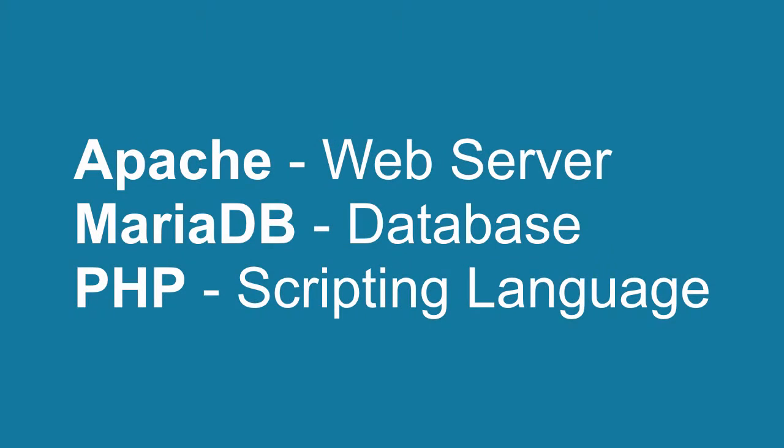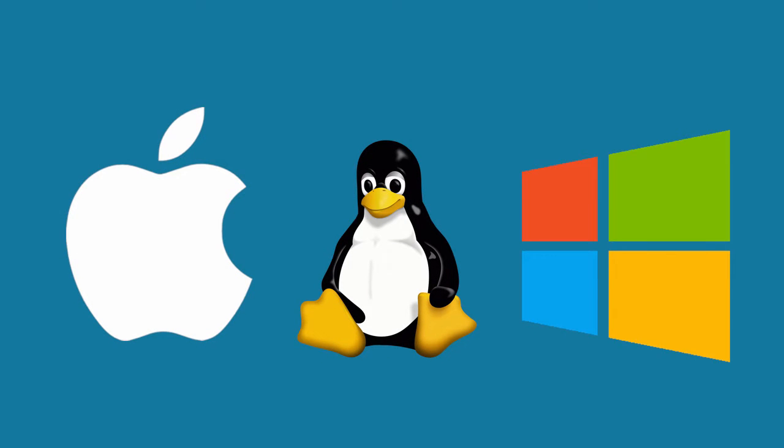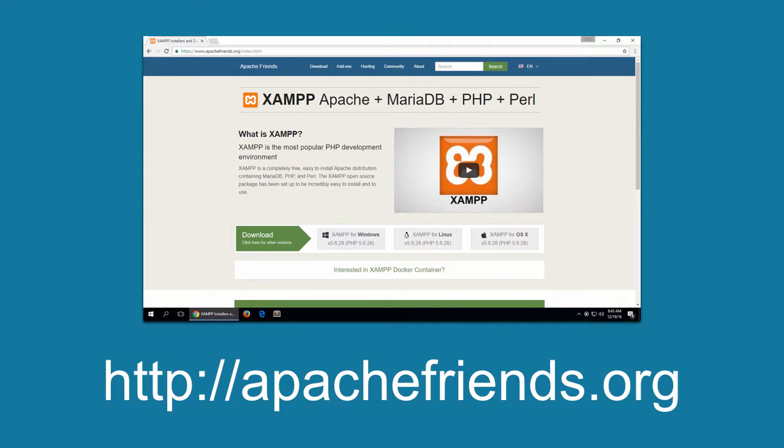Apache is the web server, MariaDB is the database, and PHP is the scripting language. XAMPP is available for Macintosh, Linux, and Windows-based PCs. Where do you get XAMPP?